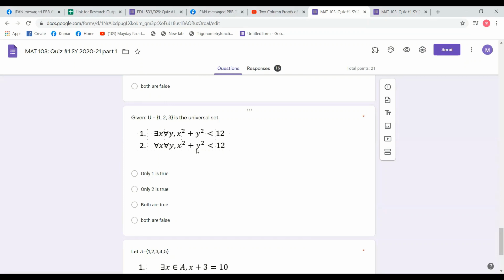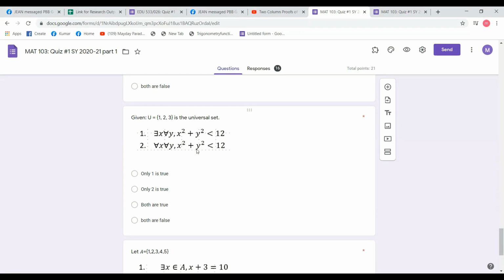Now let us try to test when y is equal to 2. So let us try to test for all values of x. So 1 squared plus 2 squared, which is equal to 5. So 5 is less than 12. So it's also true. Let us say if x is 2, so 2 squared plus 2 squared, so we have 4 plus 4 is 8. It's less than 12. So that is true.